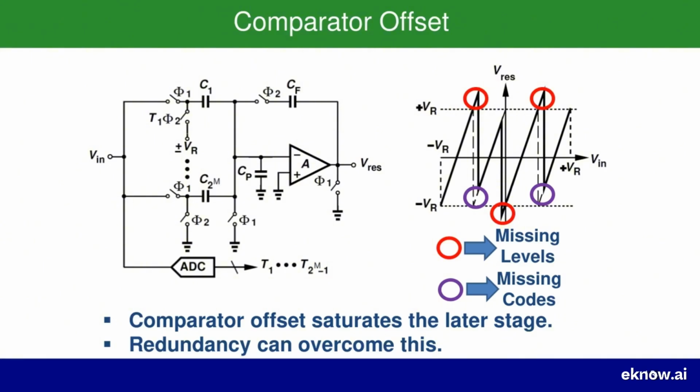This shows the residue voltage on the y-axis versus the input voltage on the x-axis. The ideal behavior is a perfect sawtooth wave that stays within the range of positive V_R and negative V_R. This range is critical because it's the maximum input the next stage in the pipeline is designed to handle. But with comparator offset, the error in the residue can cause it to exceed this range. Look at the red circles. The residue voltage tries to go higher than plus V_R or lower than minus V_R.